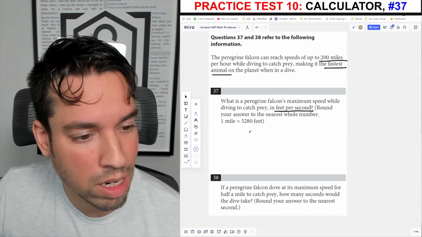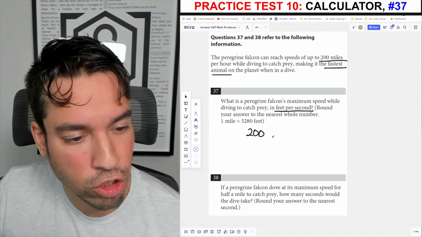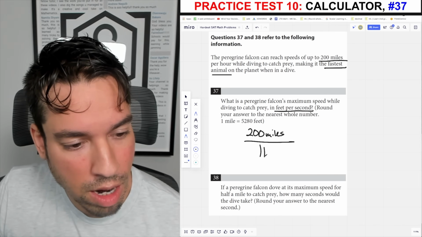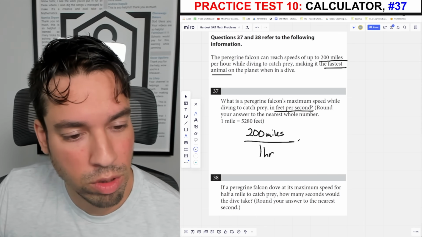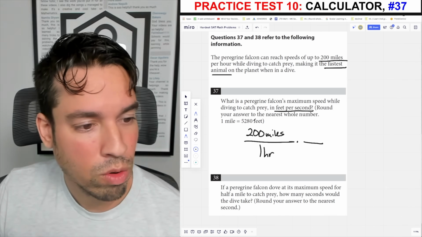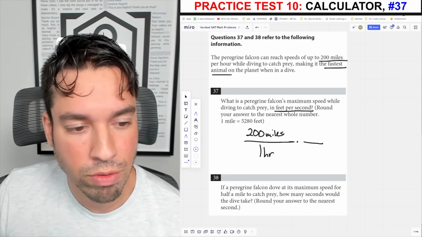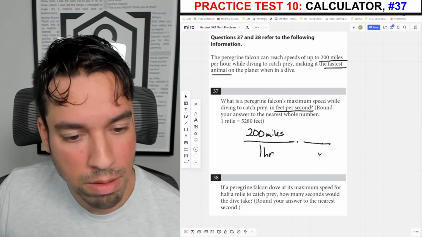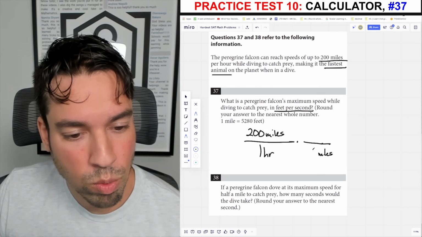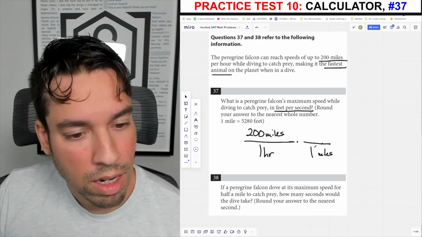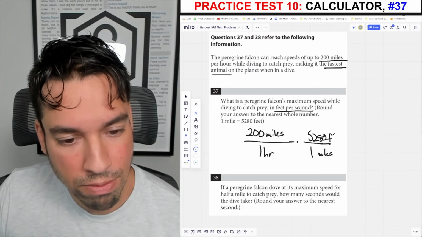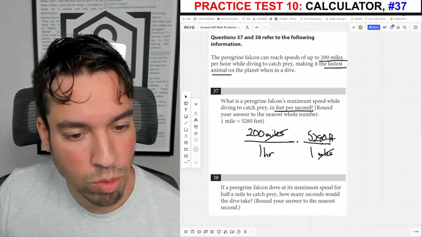So I'm going to start by setting it up as 200 miles per 1 hour. And what we're going to do is the conversions step by step. So I need feet per second. So first I'm going to get miles to feet. And the way I do that is if I have miles on top, I need miles on the bottom. And we want 1 mile is how many feet? Well, they give us that equivalency. It's 5,280 feet. Cancel the units, and we're in feet.